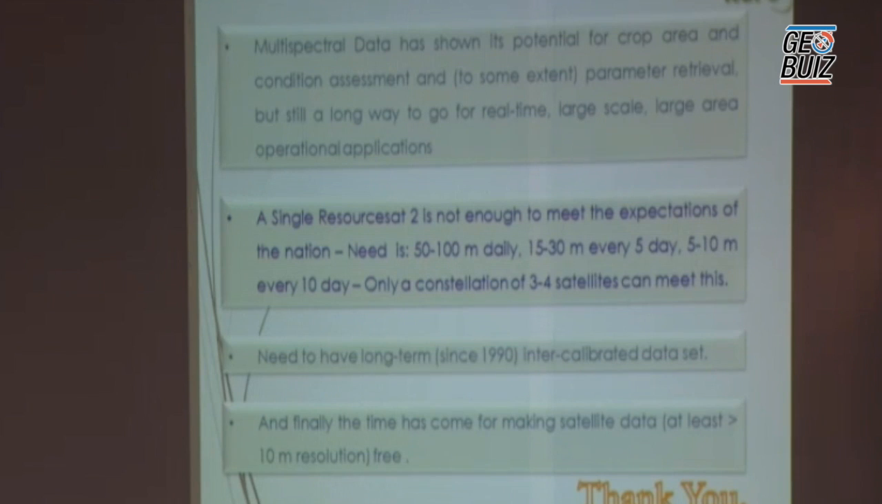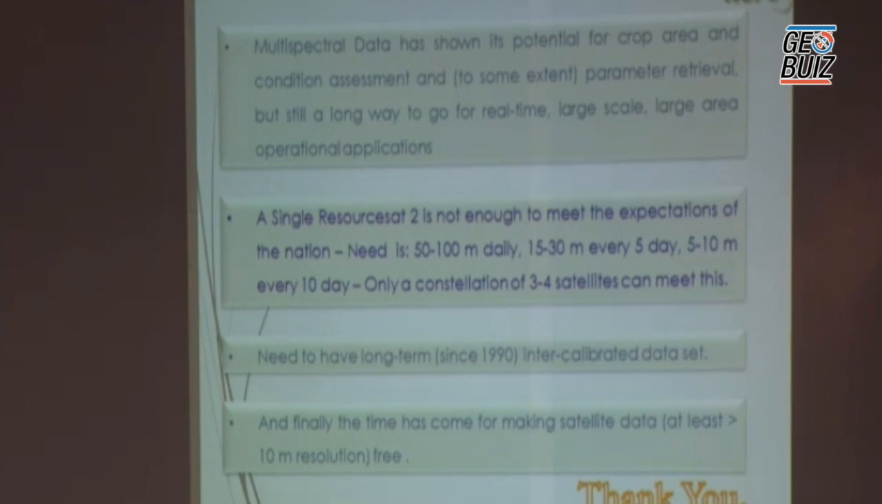The first Indian IRS satellite started in '88. We have had so many satellites, 1A, 1B, 1C, 1D, Resourcesat, but we don't have any calibrated data. So there is no way we can do a long-term study. There is a need to have long-term, intercalibrated data.